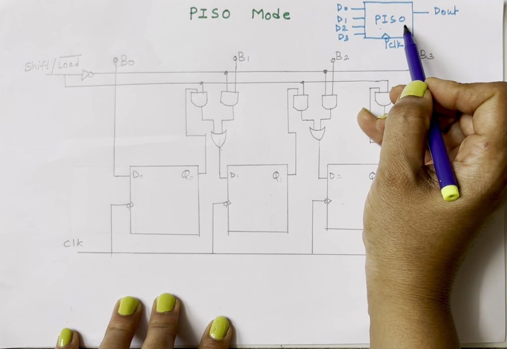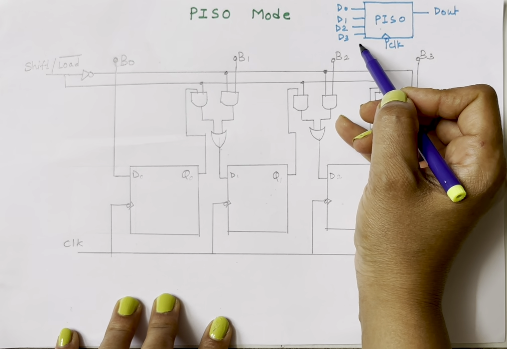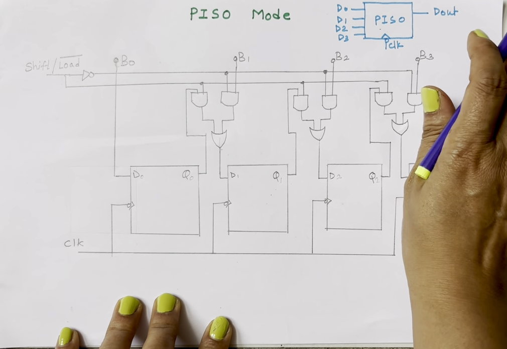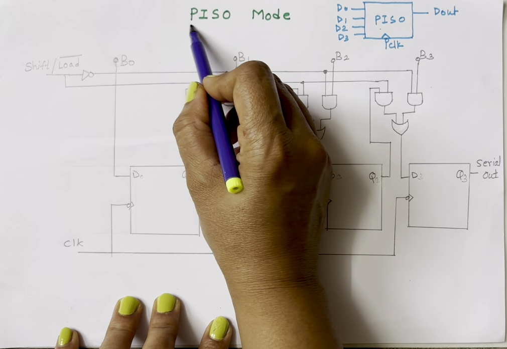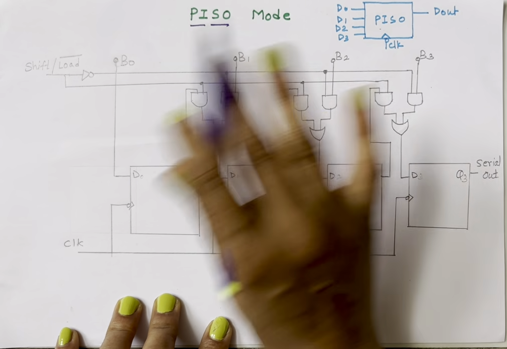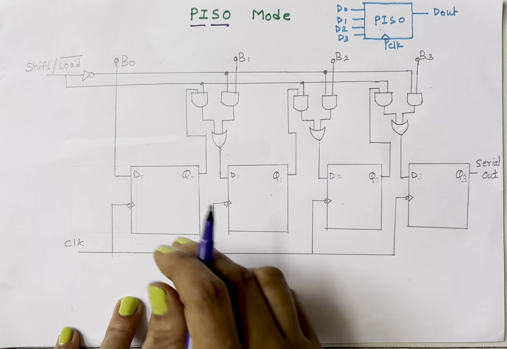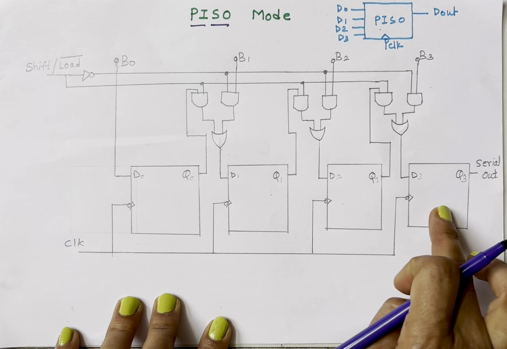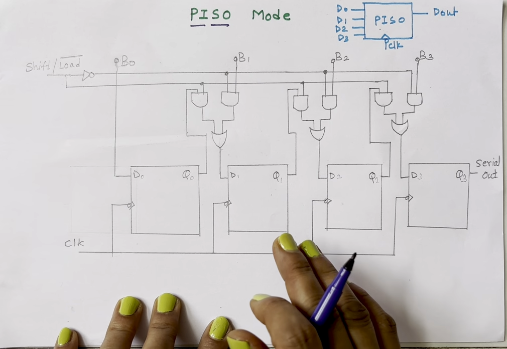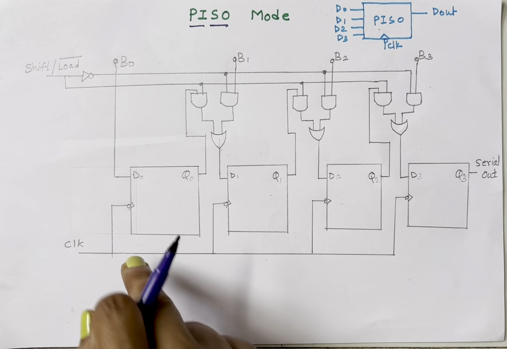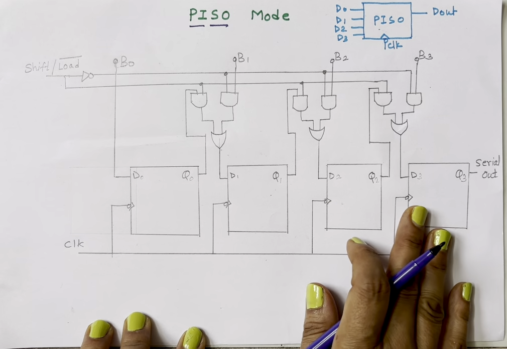In parallel in, serial out, we have 4 parallel inputs, D0, D1, D2, D3. We have a serial output, so only 1 output. And this is a clock. To draw this diagram using flip-flops, I have taken 4 flip-flops. Just like other shift registers, their clock terminal is shorted, and a single external clock is connected.